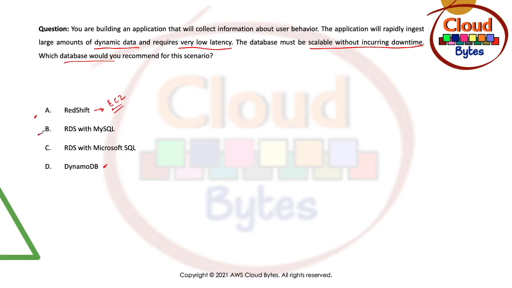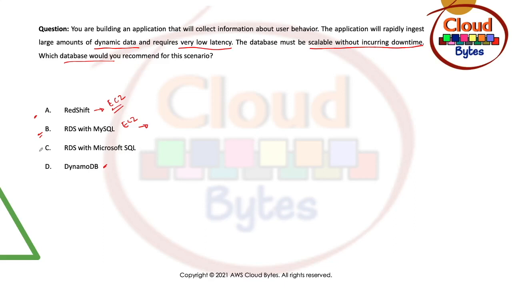Moving on to RDS with MySQL. Now, RDS with MySQL uses the same concept. It runs on EC2 instances, even though you don't manage it. Behind the scenes, AWS is running it for you. RDS uses EC2 instances, and you have to change your instance type and size in order to scale. This is not going to scale in a dynamic way.